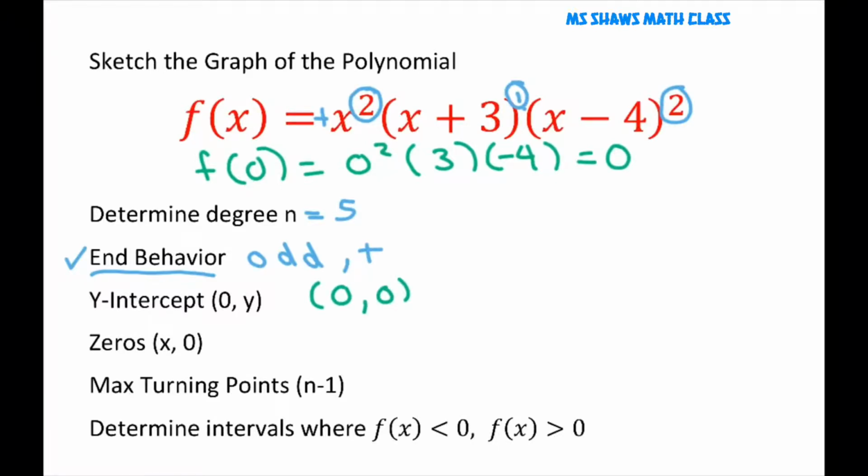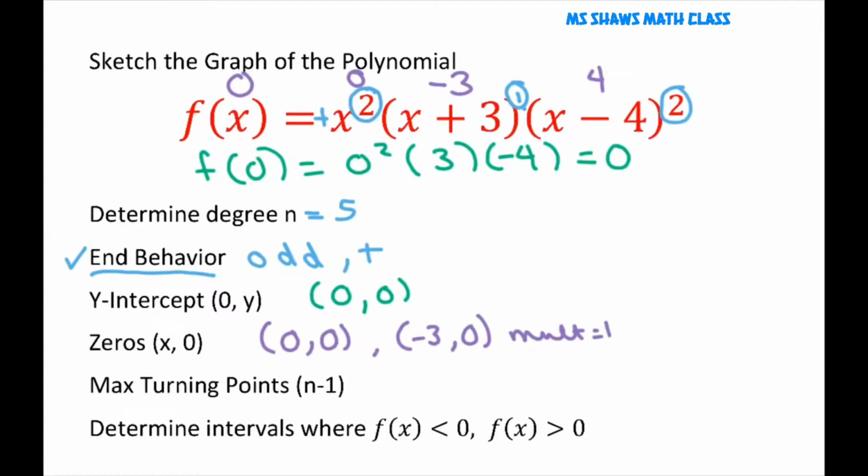And for my zeros, or my x-intercepts, that's when y is 0. So we'd have a 0 there, negative 3 and 4. Negative 3 plus 3 is 0, and 4 minus 4 is 0. So basically, we have 0, 0, and negative 3, 0. That's a multiplicity of 1, which is an odd number. We'll talk about that in a minute. And for our 4, 0, we have a multiplicity of 2.